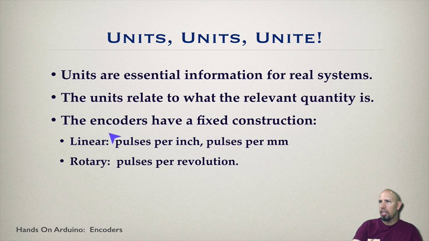Okay, so the encoders have a fixed construction. In other words, if you have a linear encoder, you're going to have pulses per inch or pulses per millimeter. If you have a rotary, generally it's going to be given in pulses per revolution. But even though it's given in pulses per revolution, we may not want the information to be given back to us in terms of revolutions. We may want to have it in terms of another unit like degrees.